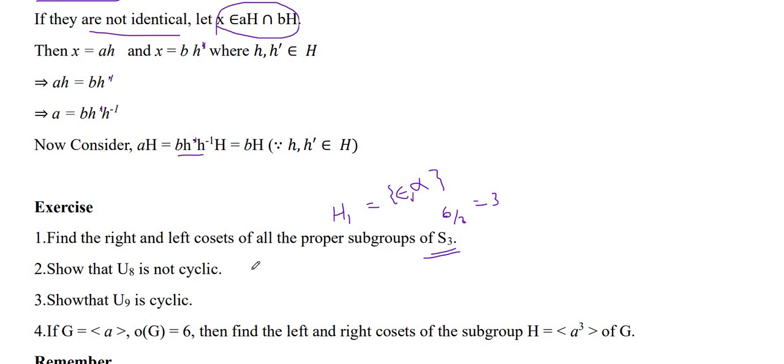And this U8 is not cyclic. This 1, 3, 5, 7, it's a Klein's 4 group. If you form the table, you will know it. So it's a Klein's 4 group. So it cannot be cyclic.